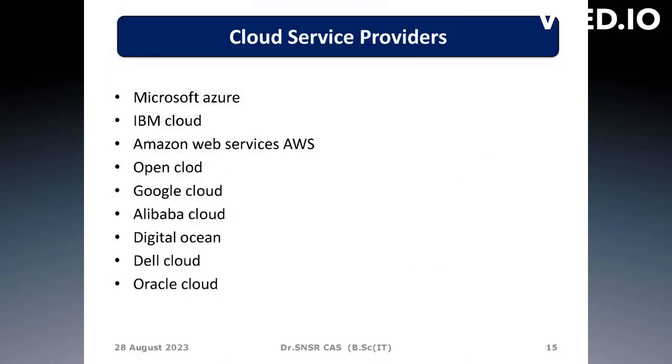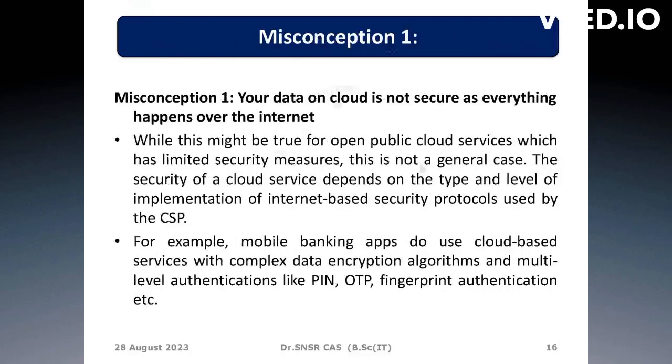Now these are the cloud service providers, as I told you earlier: Microsoft Azure, IBM Cloud, Amazon Web Services, Open Cloud, Google Cloud, Alibaba Cloud, Digital Ocean, Dell Cloud, Oracle Cloud. Every company is owning their own cloud, so likewise you have different clouds.